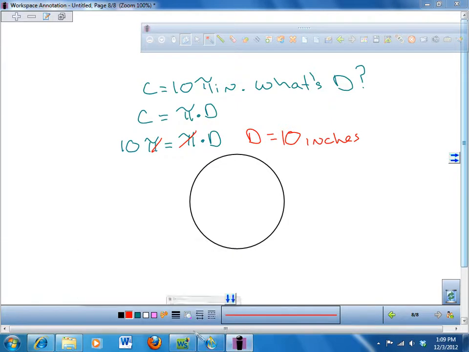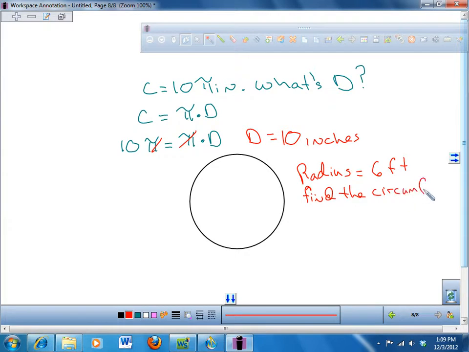I'm recording. So, in other cases, they might say something like the radius of a circle, radius equals 6 feet. Find the circumference. That should be a find. Okay? Find the circumference.